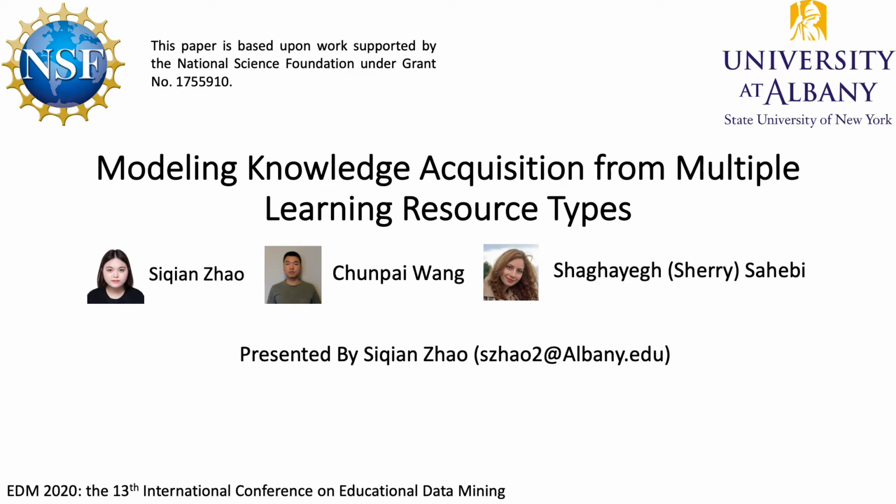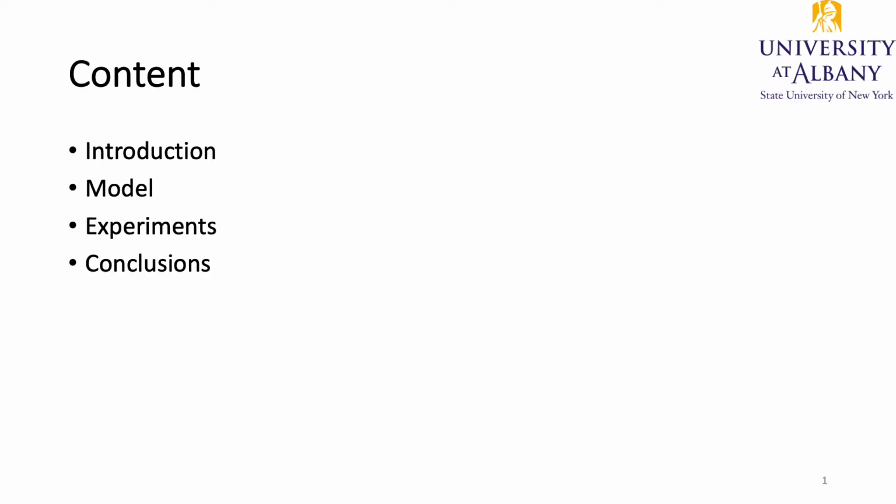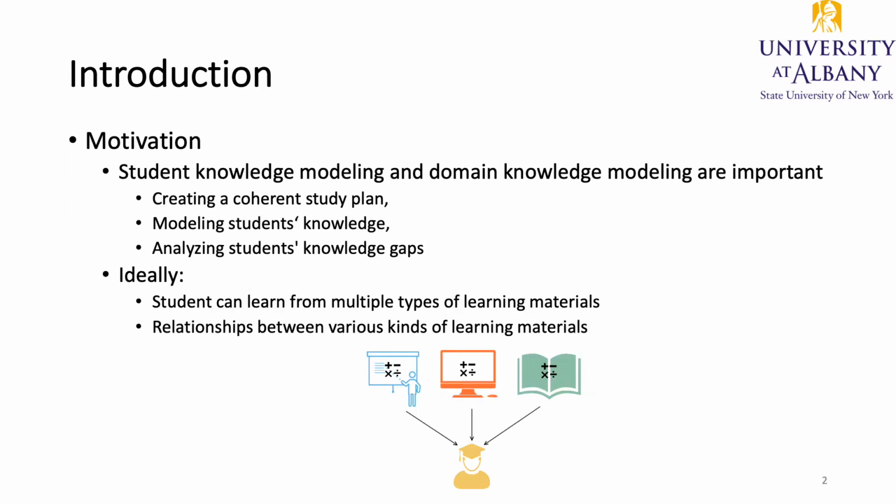Today I'm going to present our paper in collaboration with Chunpai Wang and Sherry Sahavi on how to model student learning when they are learning from different learning material types. My presentation has 4 parts. Firstly, I'm going to go through the introduction. Then I will introduce our model. Next, I'm going to talk about the 3 ways we evaluate our model and experiment results.